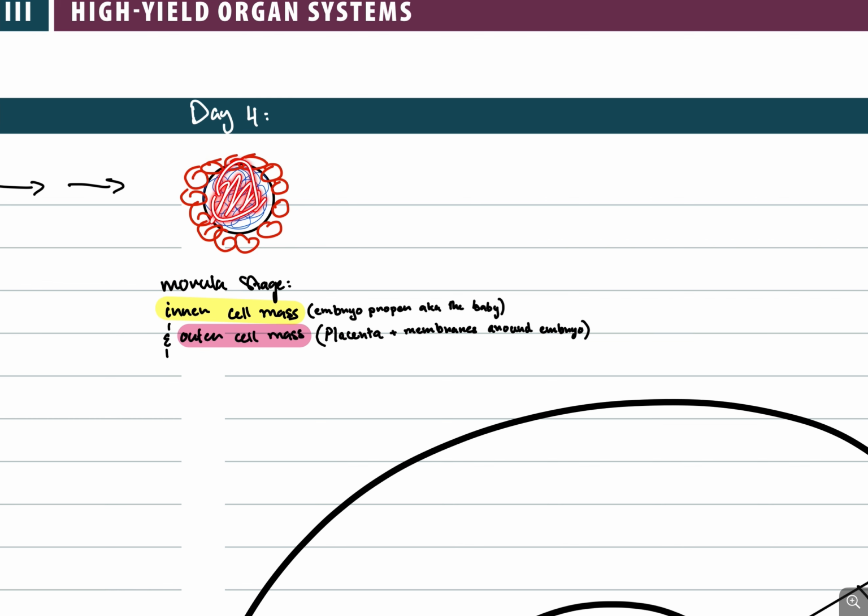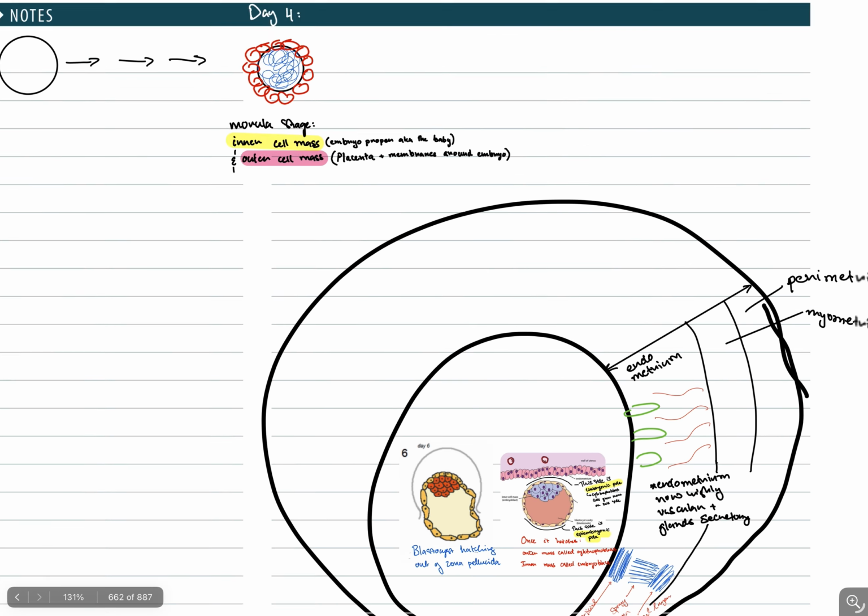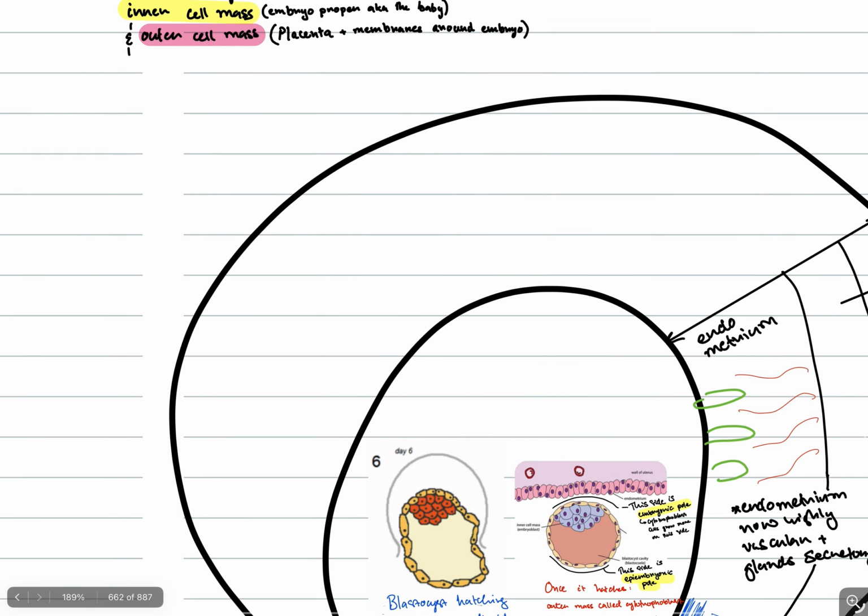cell mass, which is shown here in blue, and then we'll have an outer cell mass, which is shown here in red. So this inner cell mass, the one shown in blue, is what we will call the embryo proper, which is also known as the baby, and this is basically what we become, where we come from the inner cell mass. And then the outer cell mass will basically turn into the placenta and then the membranes that will surround the embryo. And this is on day 4.